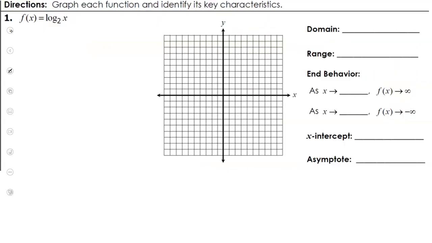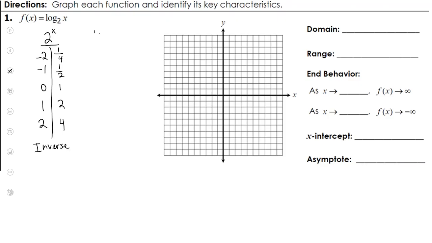Here, I have log base 2. Since my base is 2, what is the inverse? Yes, 2 to the power of x would be the inverse. So I'm going to go ahead and create this table. And let's go ahead and figure this out. So if I plug in a negative 2, this will be 1 over 4, 1/2, 1, 2, and 4. Okay, so this is the inverse table.